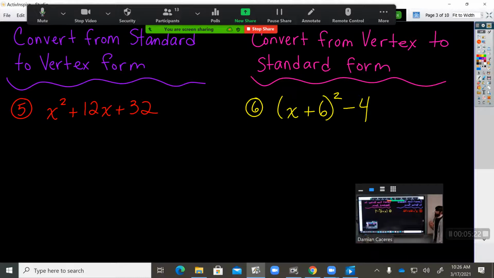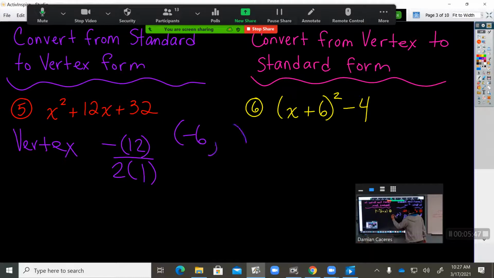So, number 5, to go from standard to vertex form, you need to find the vertex. How do you find the vertex? We just did it on the previous problem. Negative b divided by 2a. Put the 12 here and a 1 on the bottom. Now, if you simplify that, it gives you negative 6 as the h value.